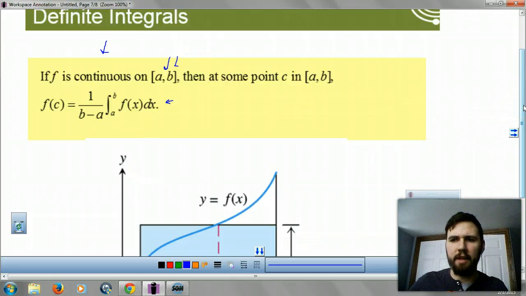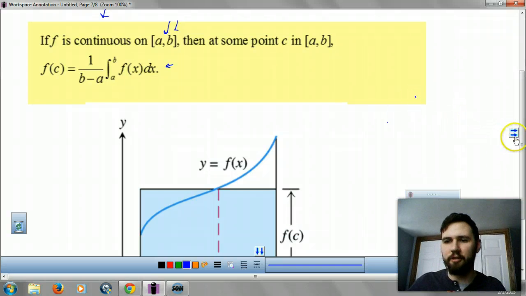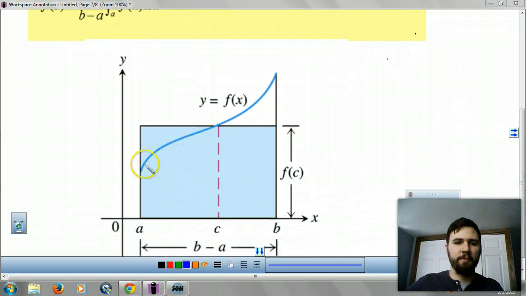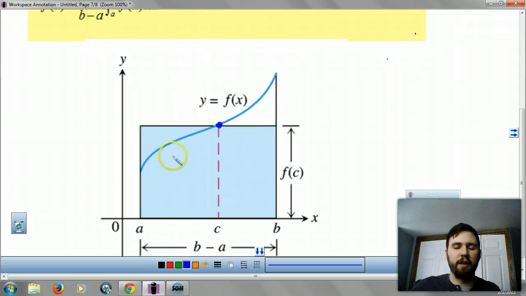And here's a picture showing that happening. You have some function from a to b. Your average value is right here. Right, your average value is this rectangle. And you have some point on your function that equals your average value.